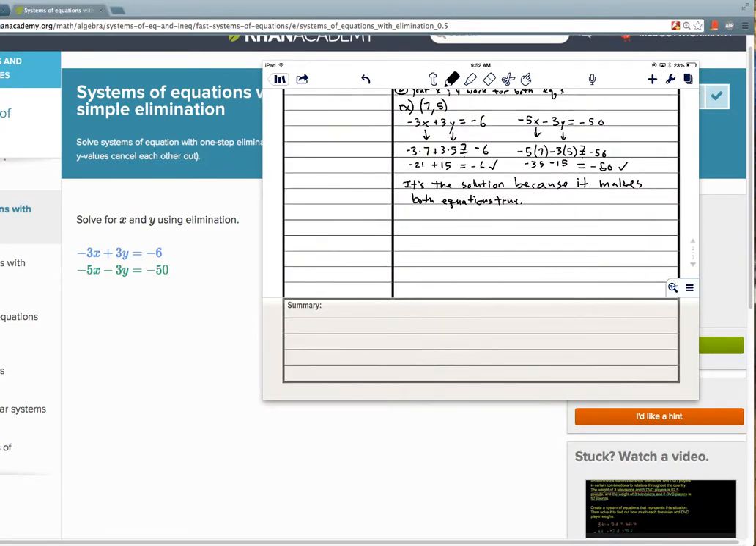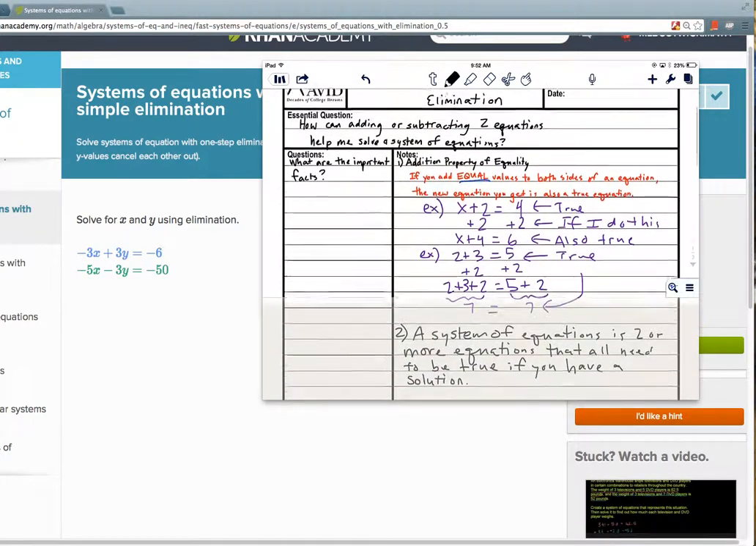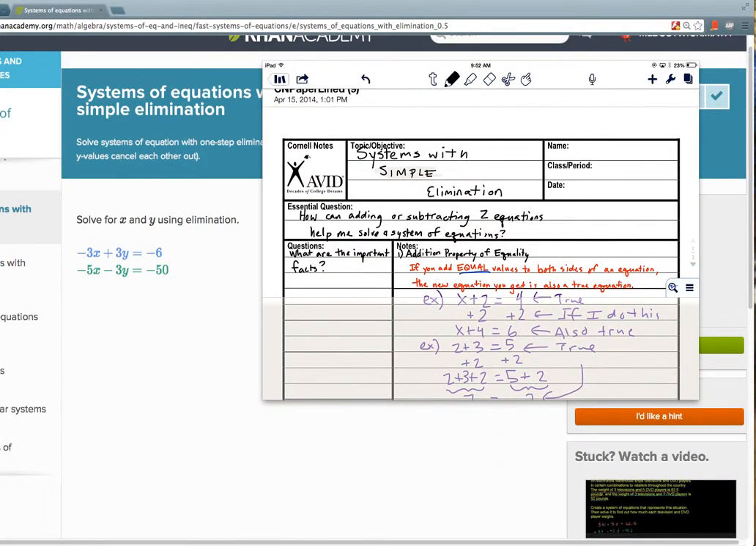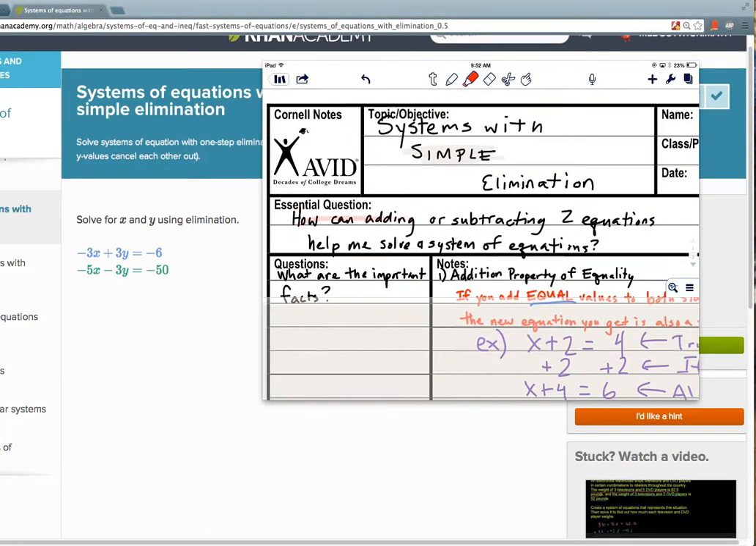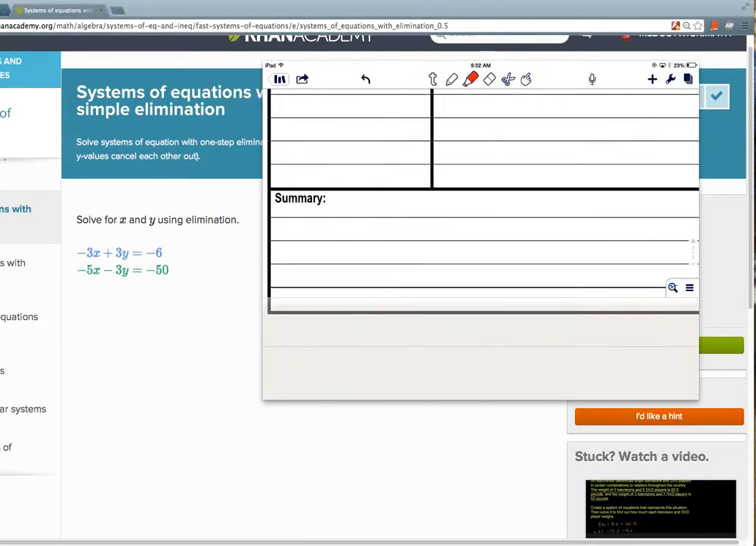All right, so we've worked an example. We've taken quite a bit of notes over this. And so at this point, you need to make sure that when you are done watching this video, you take a moment and figure out an answer to this essential question. How can adding or subtracting two equations help me solve a system of equations? I need you to try to write a summary that answers that question down here in this summary section. And if you can do that and you've taken the notes, I'm certain that you're going to be able to clear this particular objective pretty quickly. Of course, if you need help, all you have to do is ask.